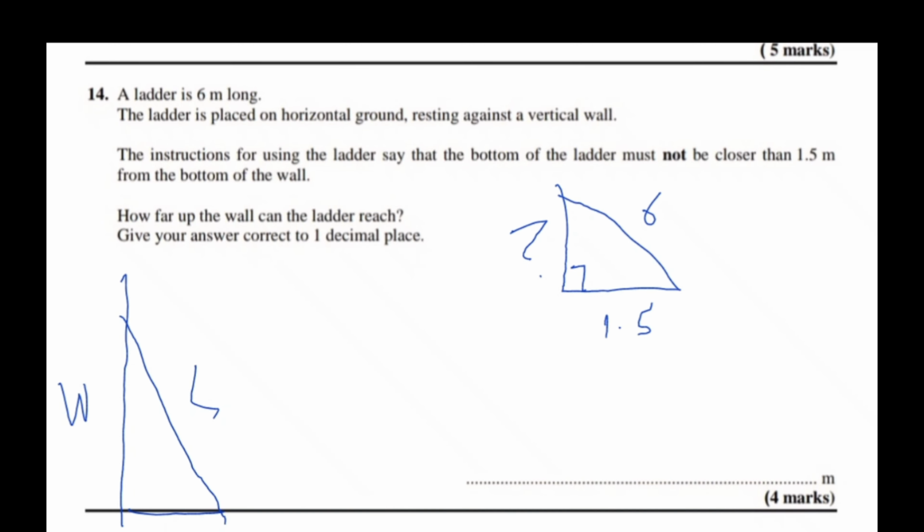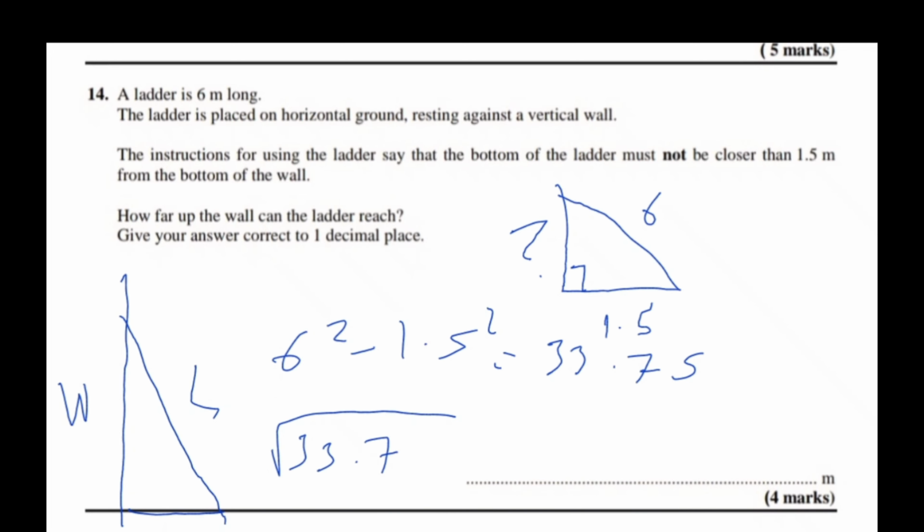And now we apply Pythagoras' theorem one more time. We'll have 6 squared minus 1.5 squared, the large side minus the short side. Gives us 33.75. And we square root this finally to get the final value that we need, which is 5.8 meters.